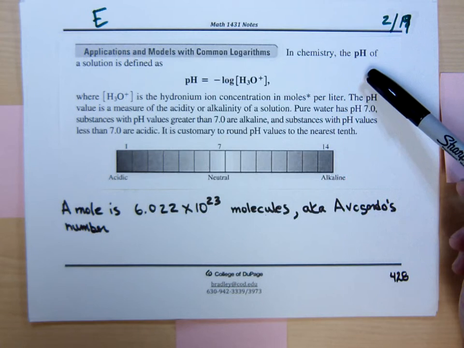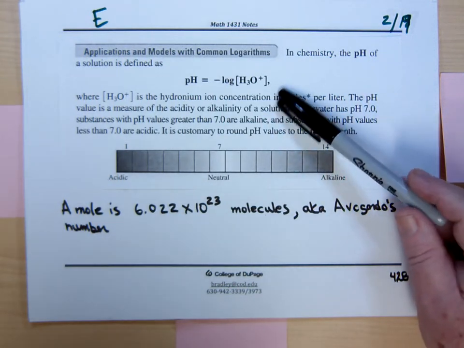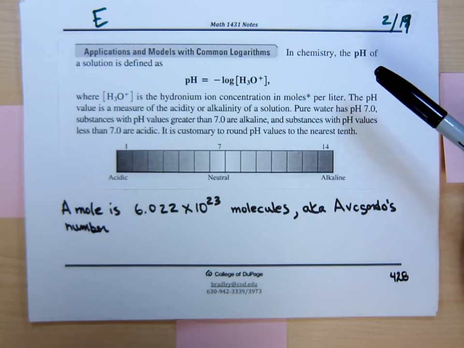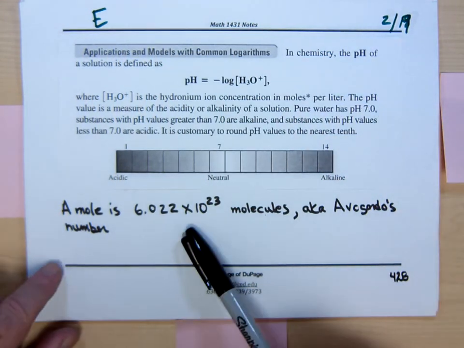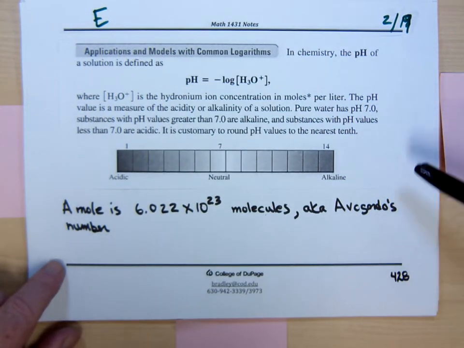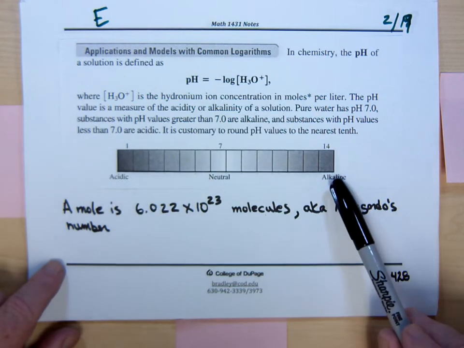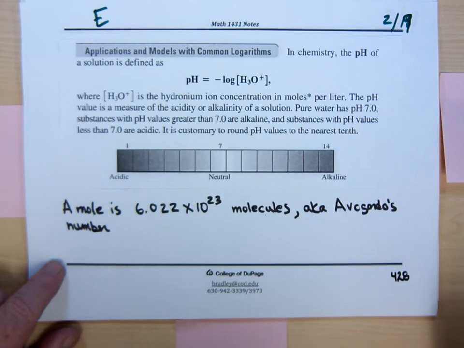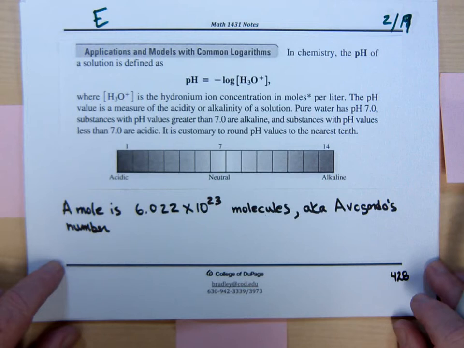In chemistry, the pH of a solution is defined to be the negative of the logarithm base 10 of the hydronium ion concentration in moles per liter, and a mole is Avogadro's number of molecules. The pH value tells you whether it is acidic, if you get a number way down here, or basic or alkaline, if it is way up here. And it says it's customary to round pH values to the nearest tenth. So that's what we're going to try to do.